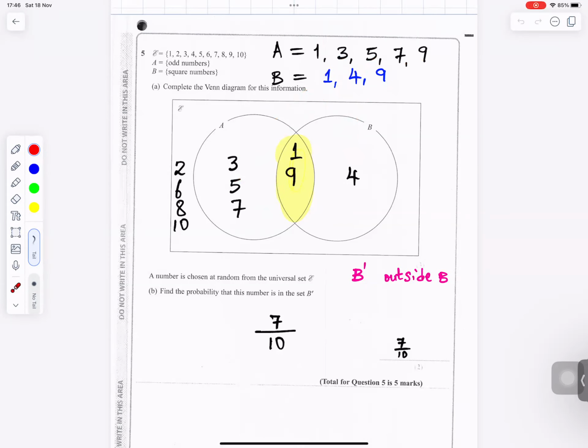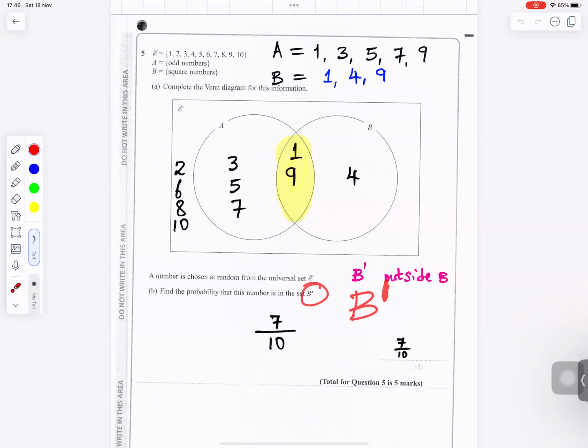And the rest of the numbers go outside. So that's 2, 6, 8, 10. A number is chosen at random from the universal set. Find the probability that the number is in the set B dash, or B prime, B complement.